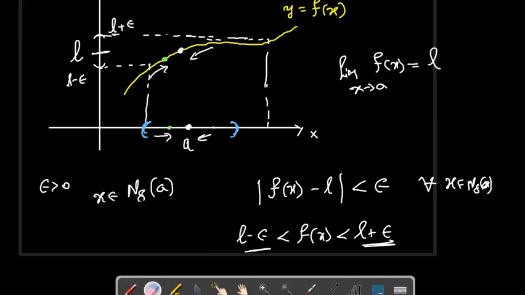So given an epsilon distance, you are able to produce a neighborhood around a, so that the distance between the function and the limit is less than epsilon. Okay, this epsilon can be any small number. So it says that if the distance between f of x and L is becoming smaller, it means f of x is moving towards L. That's what it is. Okay, so now let's see the definition in the two variable case.